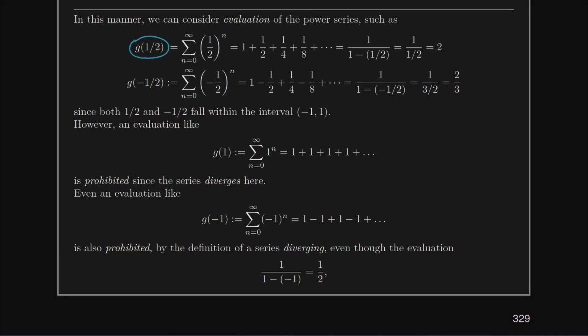Now, we can evaluate this at a few other points. We could evaluate g at 1/2, for example. That's me just plugging in 1/2 for x in the power series. What I can say about that is 1 plus 1/2 plus 1/2 squared, which is a fourth, plus 1/2 cubed, which is an eighth, and so on. If I add all those numbers together, well, what would that series actually terminate into? Well, it terminates to 1 over 1 minus 1/2, or 1 over 1/2, or 2. So you can say that the power series at 1/2 is equal to 2. That's okay because 1/2 is in that ball of radius 1.